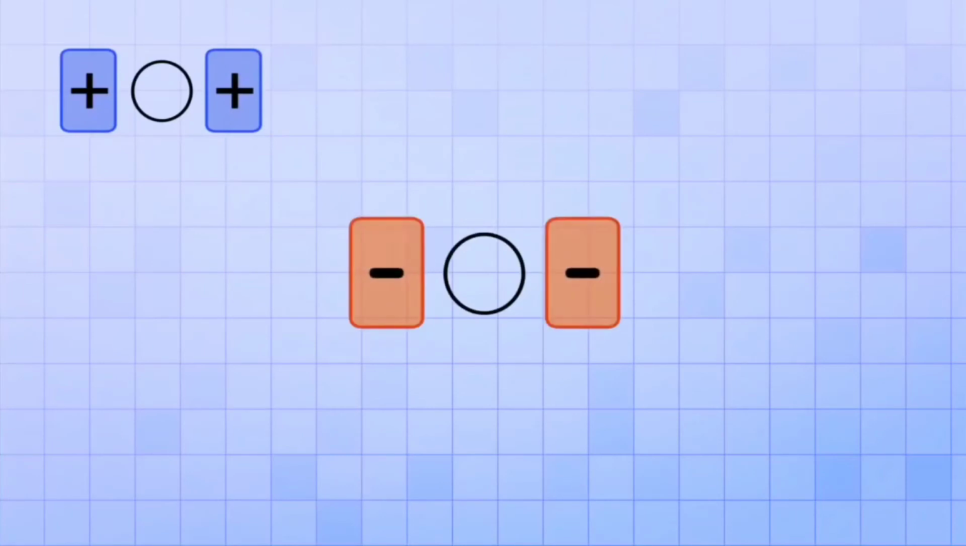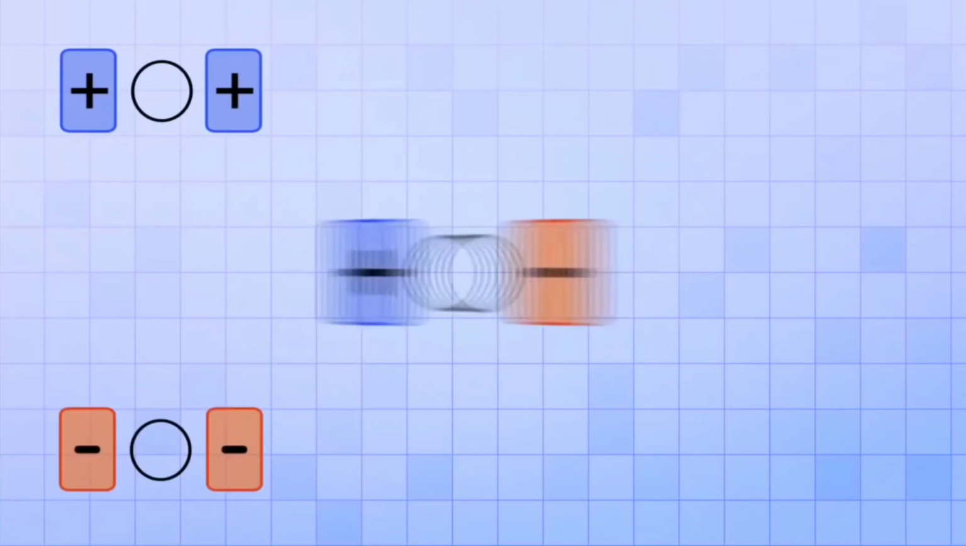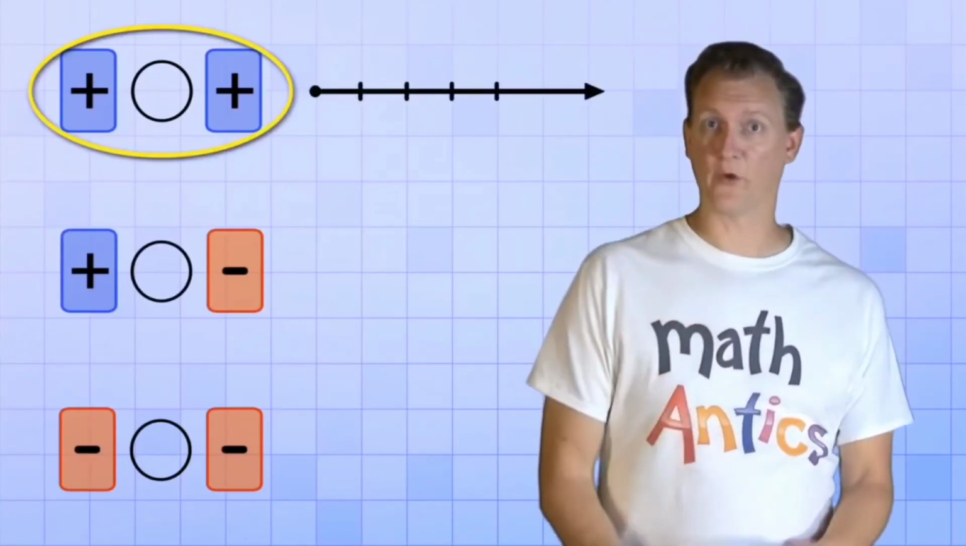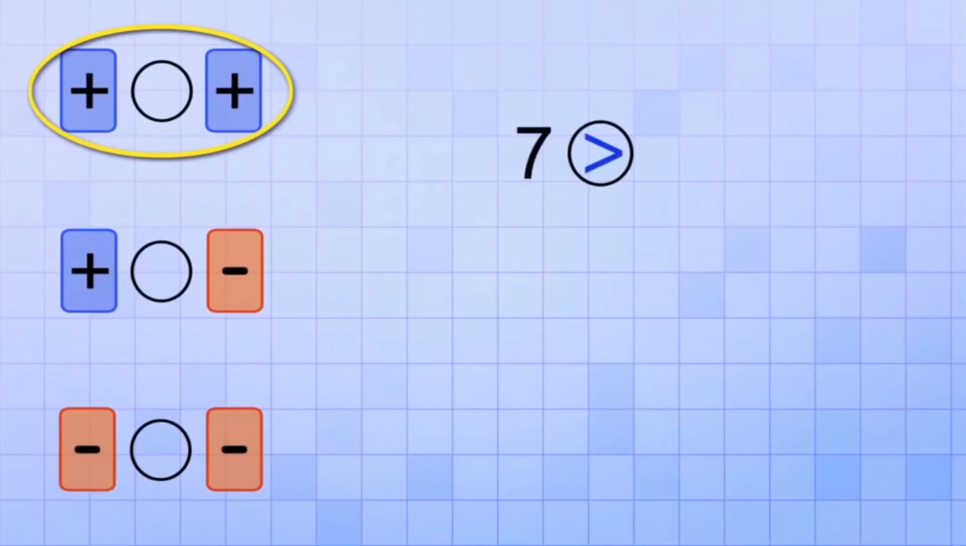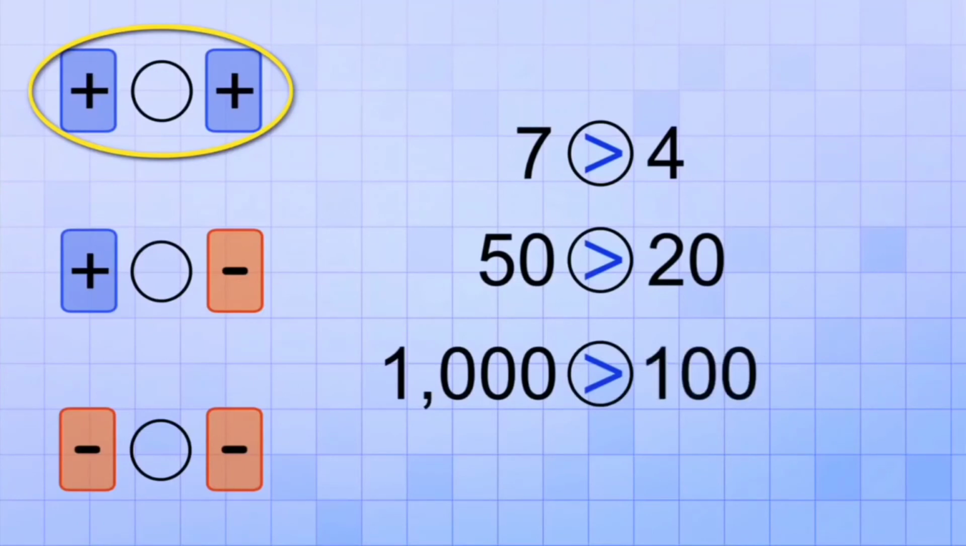If we don't include 0 for a moment, basically there's just 3 situations. You'll either need to compare 2 positive integers, or 2 negative integers, or 1 positive and 1 negative integer. And you already know how to compare 2 positive integers. The further right on the number line you go, the bigger the numbers get. 7 is greater than 4, 50 is greater than 20, and 1,000 is greater than 100.